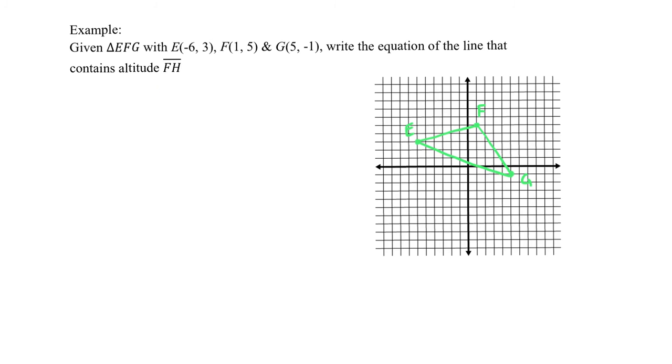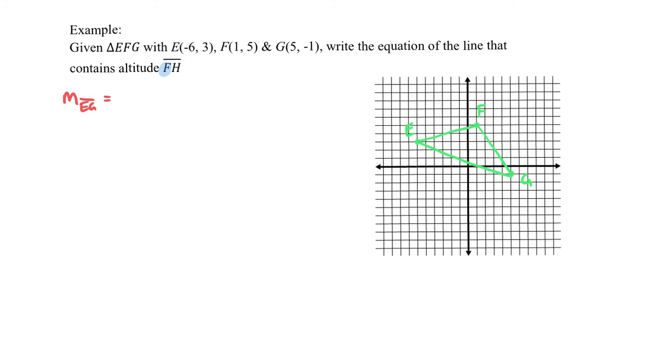Okay, so what they're telling us here is that the vertex we're extending from is F. So we're looking for the altitude that starts at F and comes down through. So what does that tell us? That tells us that what we're looking for is perpendicular to EG. So I need the slope of EG, and it goes through F. So there's my point. All right, let's do it. I need the slope of EG in order to know the slope of the altitude.